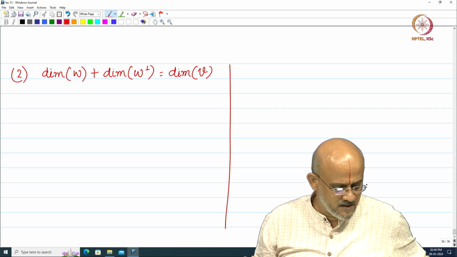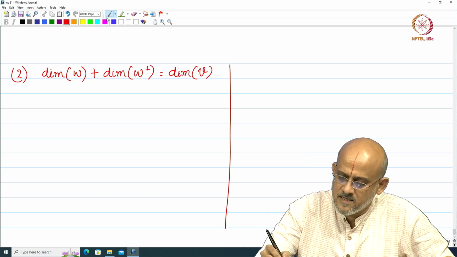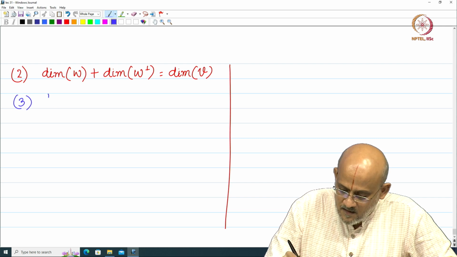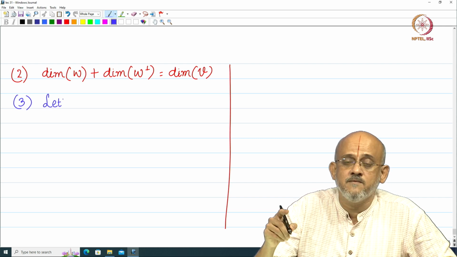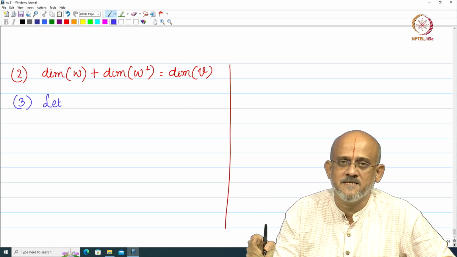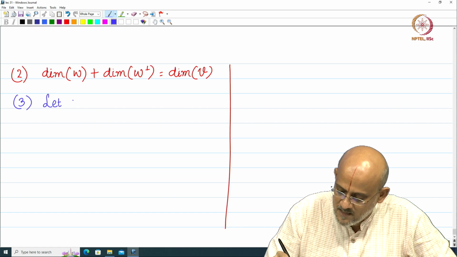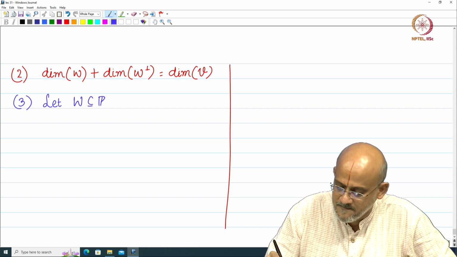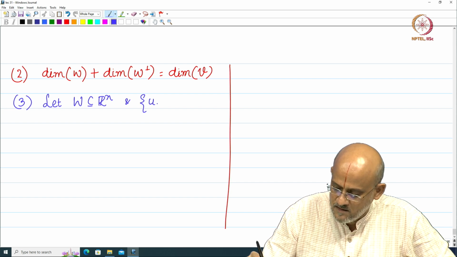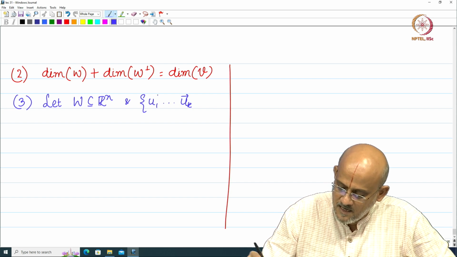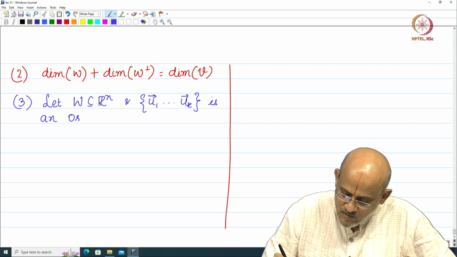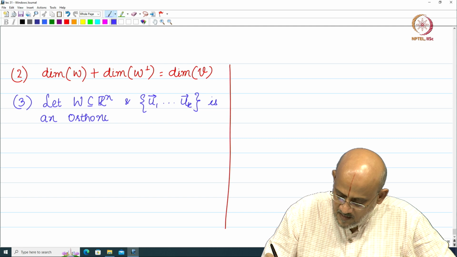Now quickly let us look at one more thing. Let us take up this 3. This is a very important one. We are going to give another interpretation of the orthonormal basis expansion. Let us look at that. So let W be a subspace of Rn, and U1 etc. UK is an orthonormal basis for W.